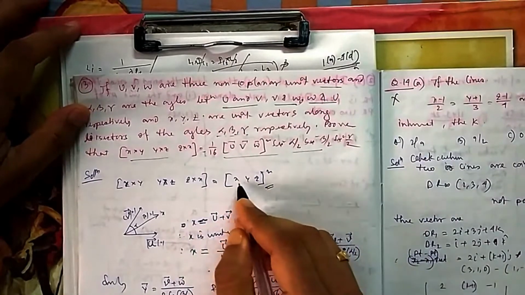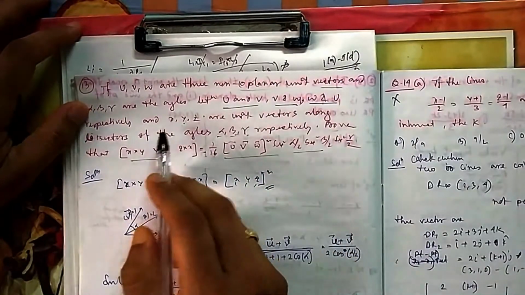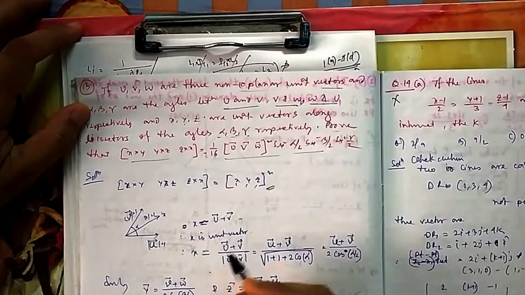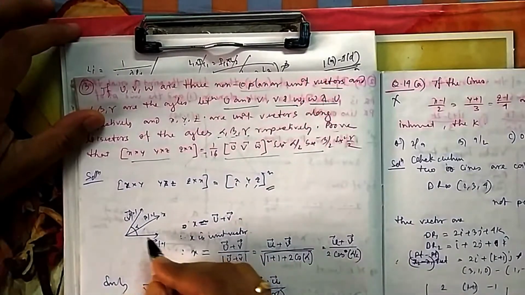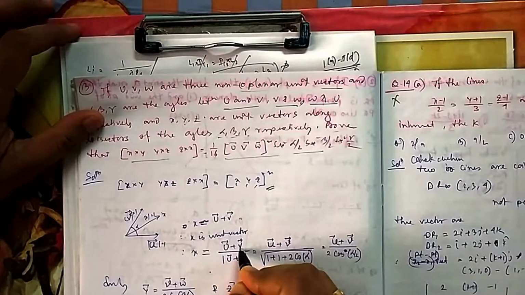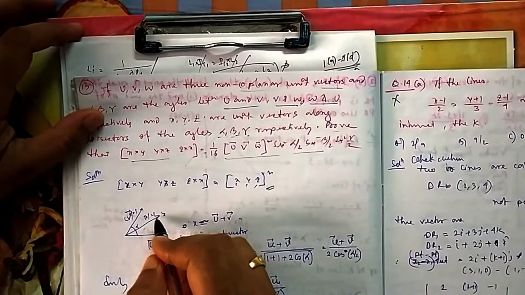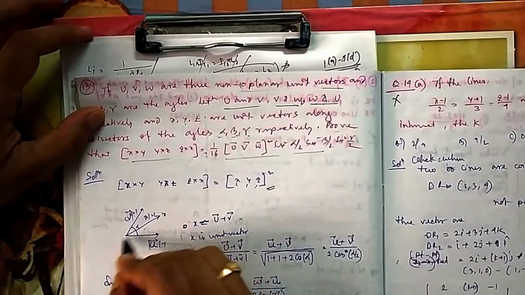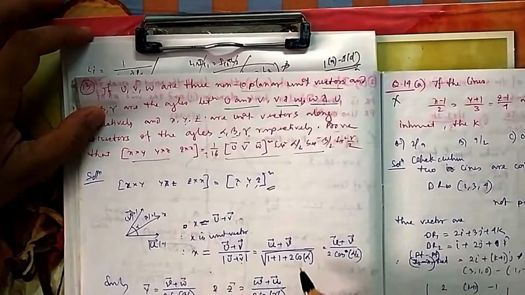You can find x, y, z, because x is nothing but the angle bisector of U and V, and it is a unit direction. So what is the angle bisector of U and V? The U plus V direction, and if you need only the direction, the unit vector, so you divide by the magnitude.